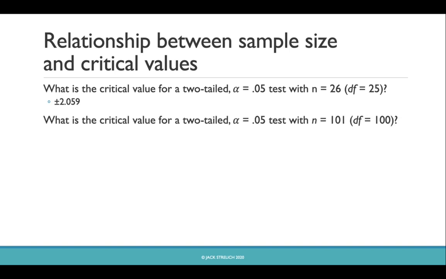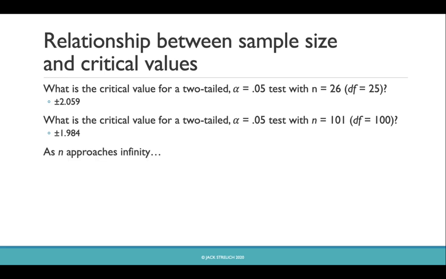Let's try another one. What is the critical value for a 2-tailed alpha of 0.05 test with a sample size of 101? In other words, degrees of freedom of 100. And the answer is going to be plus or minus 1.984. The reason this is plus or minus, of course, is that these are 2-tailed tests, which means that we actually have 2 critical values, a positive critical value that defines the lower bound of the upper critical region, and a negative value that defines the upper bound of the lower critical region.